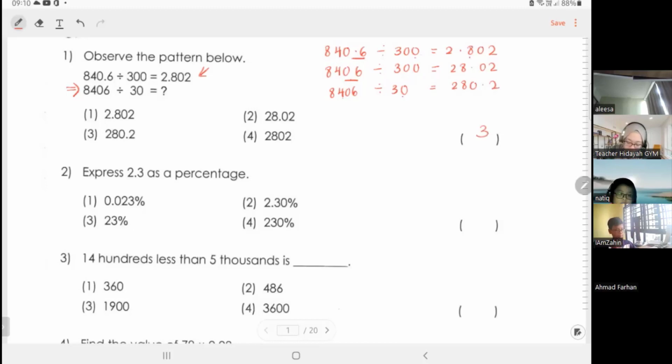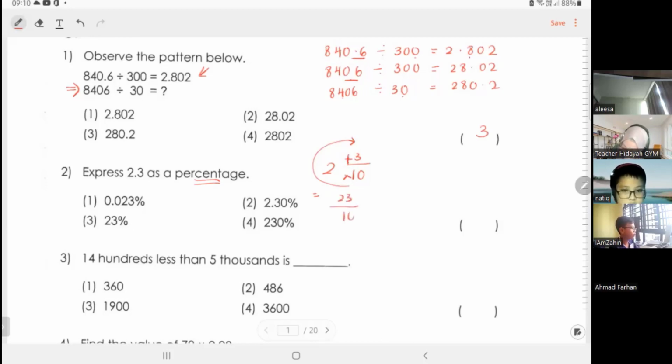Number 2, express 2.3 as a percentage. When you see as a percentage, what must you do? You need to actually times it with 100%. So 2.3, if you want to put it as a percentage over 100, then you need to divide, okay? But you don't forget, you need to times it with 100%, okay? Let's change this to fraction then. So 2.3 is 23 over 10.